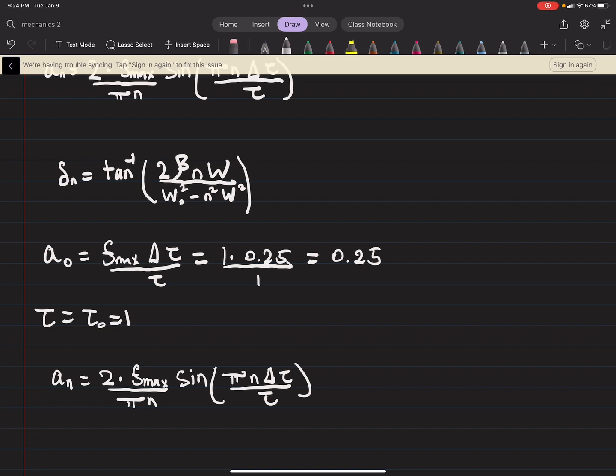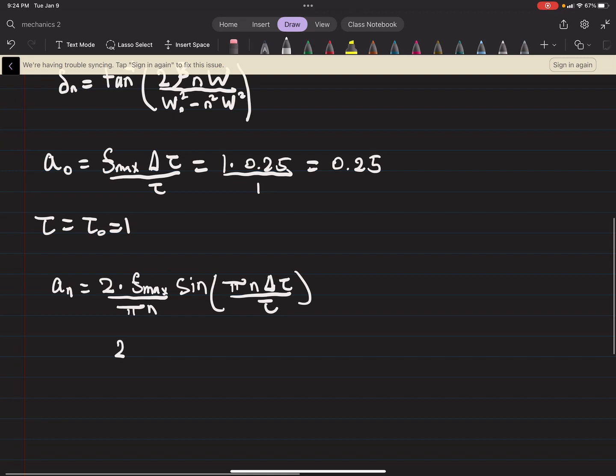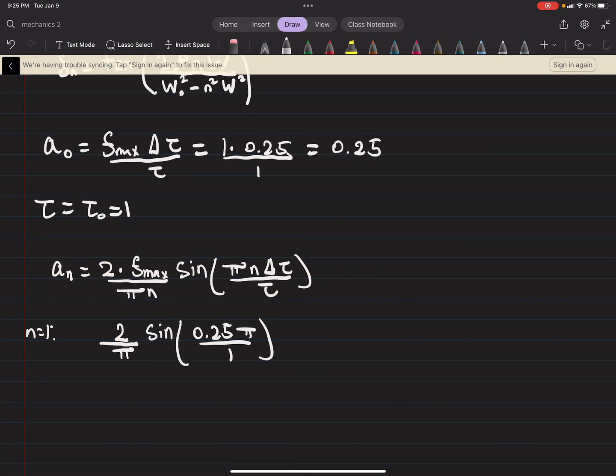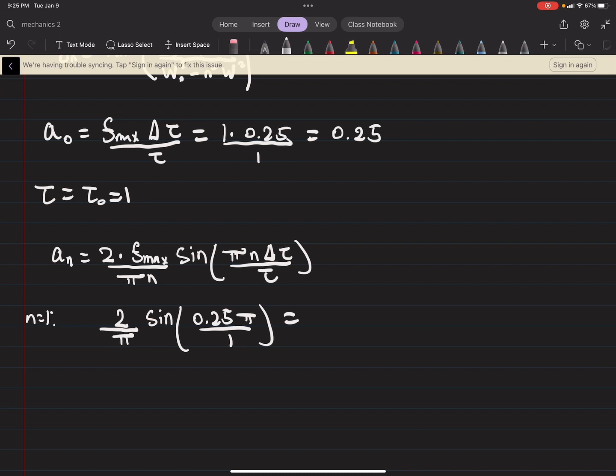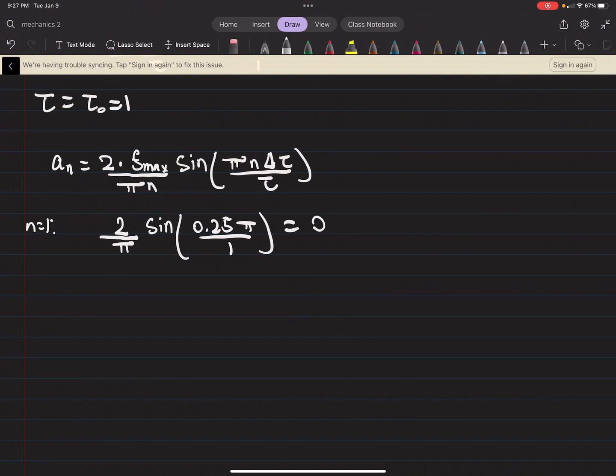So let's see what we end up getting. We have 2 times 1. So again, this is for n equals 1 now. 2 times f max is 1 over just pi. Sine of, well, that's going to be 0.25 pi over 1, because tau is equal to tau naught, which is 1. And once we do that, we can get our value here. So let's grab my calculator. And that is 0.45015 and so on. So this is what we'll call f sub n.